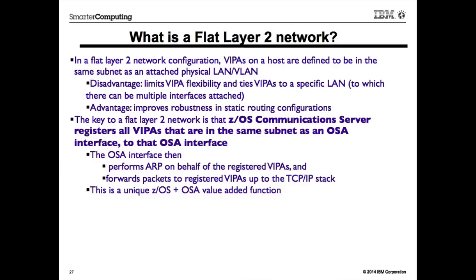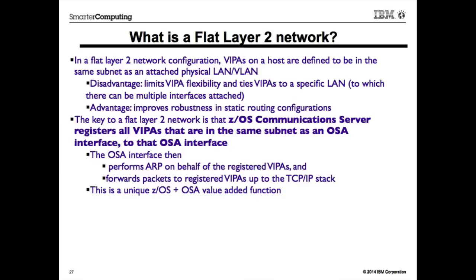So given that, on slide 27, let's talk about what a flat layer 2 network is. A flat layer 2 configuration means everybody's in the same subnet, including the VIPAs. With a flat layer 2 subnet, if you have virtual IP addresses on a host, they need to be in the same subnet as the attached network for it to be called flat. So the main disadvantage of this is that it limits VIPA flexibility. You're saying the VIPA has to be in the same subnet as the LAN, and it also means the VIPAs are tied to a specific LAN.